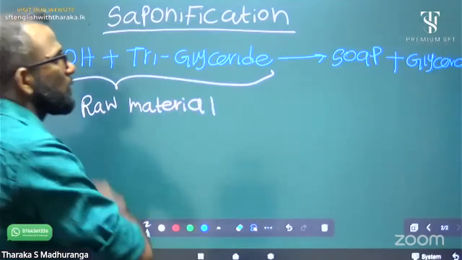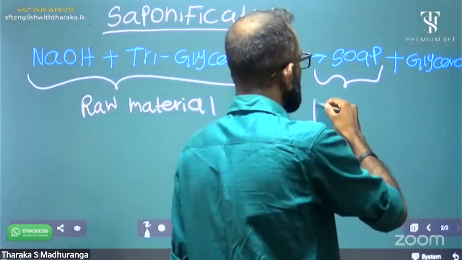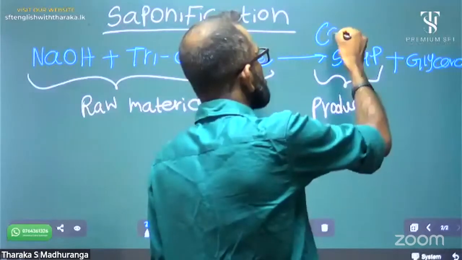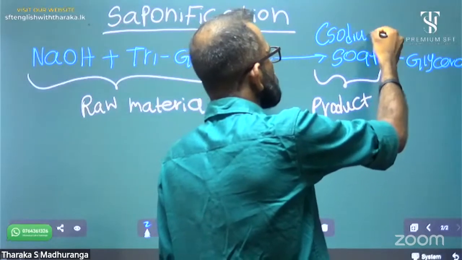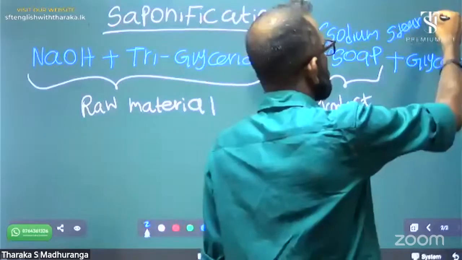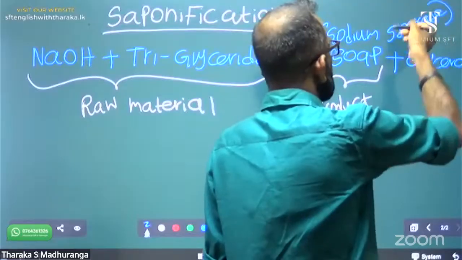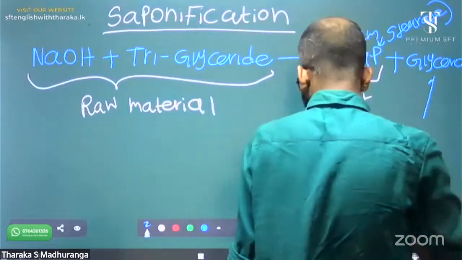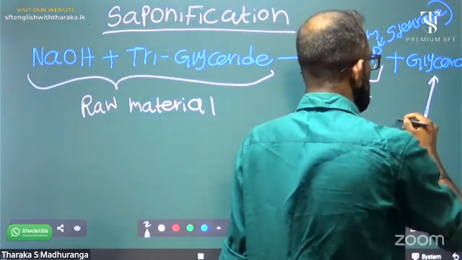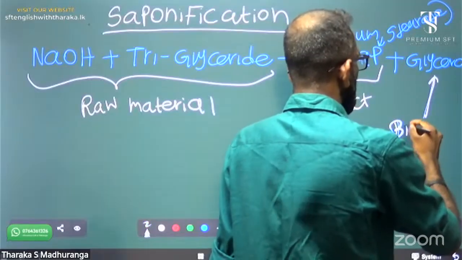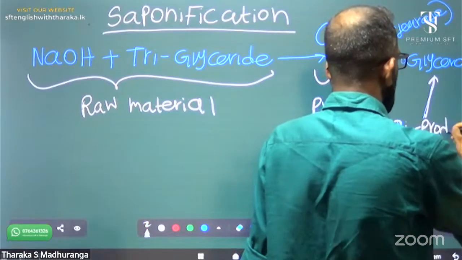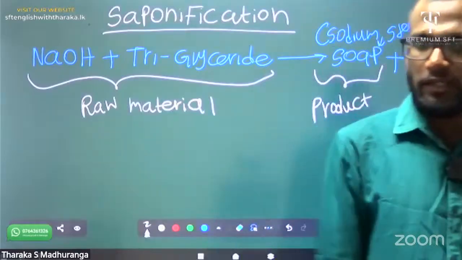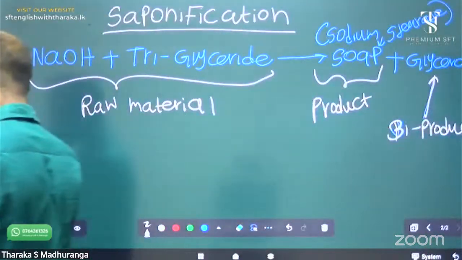This is the product. Soap we can also call sodium stearate. Sodium stearate means soap. Soap is a product. Then glycerol is a byproduct. Okay, that is a summary of the saponification. Please note it down on your short note paper.